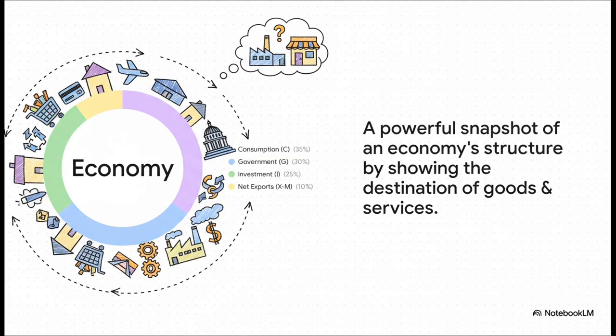Just by looking at the size of each of our 4 pillars, you get a snapshot of an economy's personality. So for example, say you see a country where that C for consumption makes up 70% of the pie. That tells you it's a consumer-driven economy. But what if you saw another country where I for investment was a massive 40%? That tells a totally different story, one of a nation that's laser-focused on building factories and infrastructure for the future. This one chart tells you what makes an economy tick.